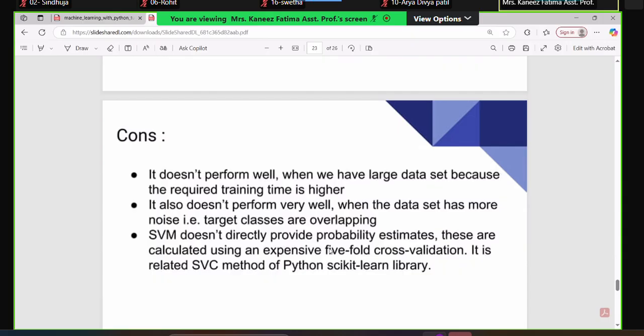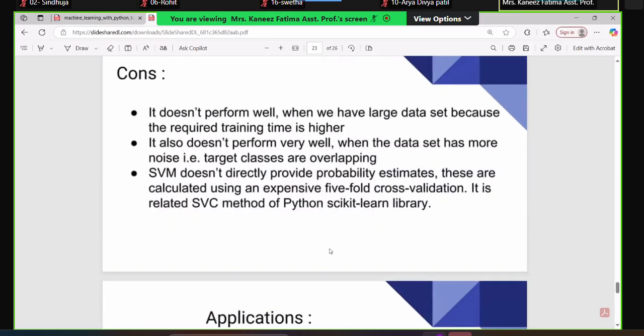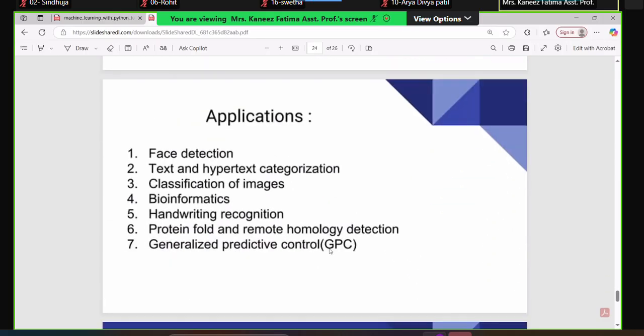It also does not perform well when the data set has more noise. That is, where we have noisy data, overlapping classes or any problems occur, and again in the regularization we observe some outliers. In SVM, it does not directly provide probability estimates. These are calculated using an expensive five-fold cross validation. So we have a technique called five-fold cross validation that is performed to analyze the best data type of inputs.